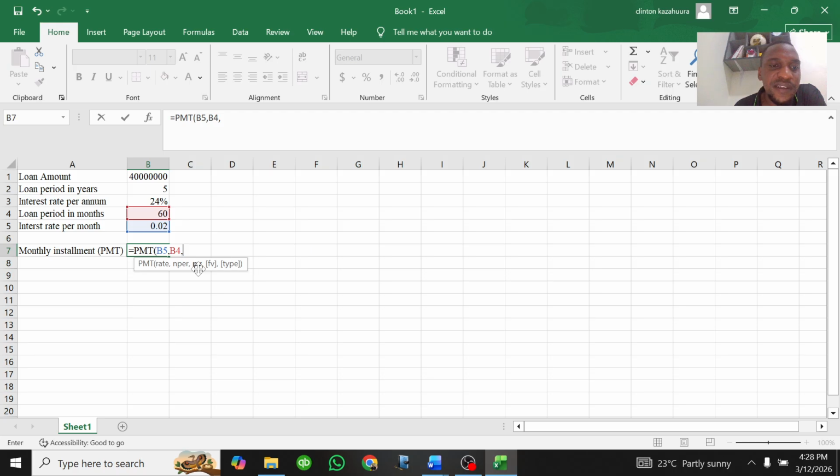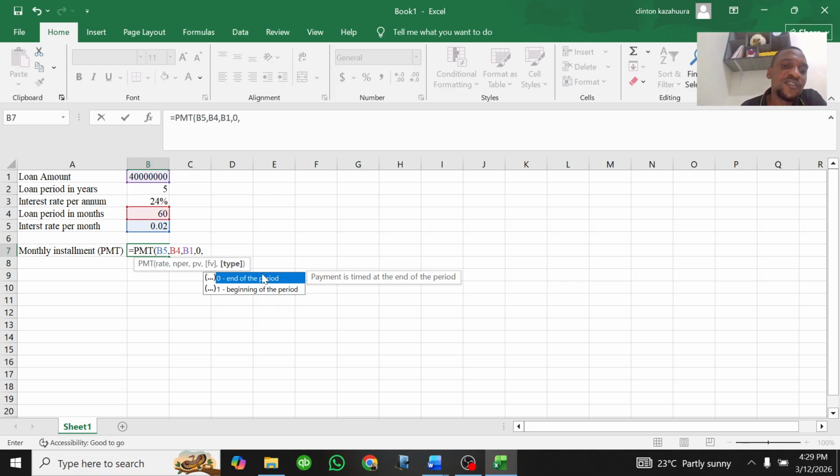You follow what is here. Asking what is the present value. The present value is 40 million, which is the loan amount. Don't put it manually. Click where the 40 is. I put a comma. What is the future value? The future value is that you want to pay the loan up to 0 balance. I put a comma. Then they're asking me the type. One is, do you want to pay the loan at the end of the period or at the beginning of the period? End of the month or beginning of the month?